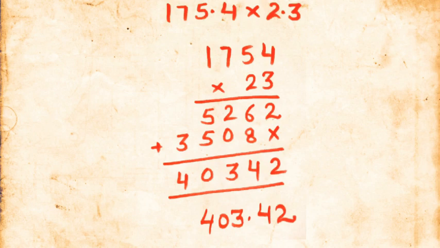Downside it will be multiplication. 4 2s are 8, 5 2s are 10, 1 carry, 7 2s are 14, 14 plus 1 is 15, 5, 1 carry will be on the next number. 2 1s are 2, 2 plus 3. Now add both the numbers.